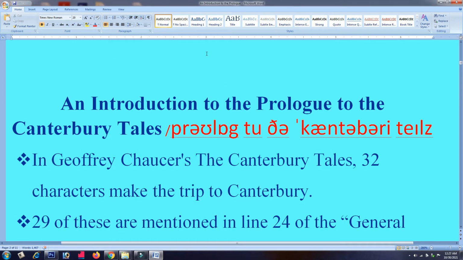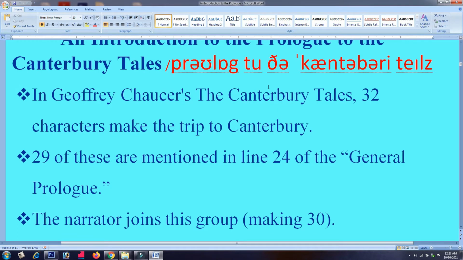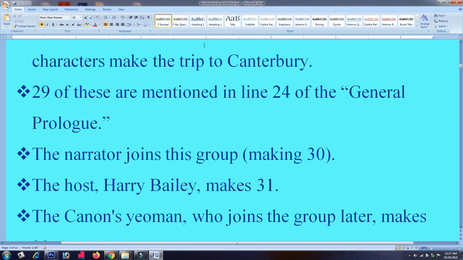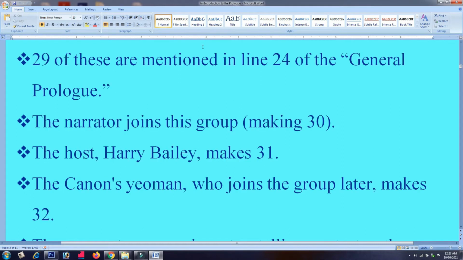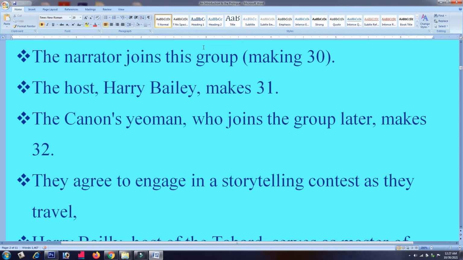An introduction to the prologue to the Canterbury Tales. Geoffrey Chaucer's The Canterbury Tales. 32 characters make the trip to Canterbury. 29 of these are mentioned in line 24 of the general prologue. The narrator joins this group, making 30. The host Harry Bailey makes 31. Canon Yeoman, who joins the group later, makes 32.